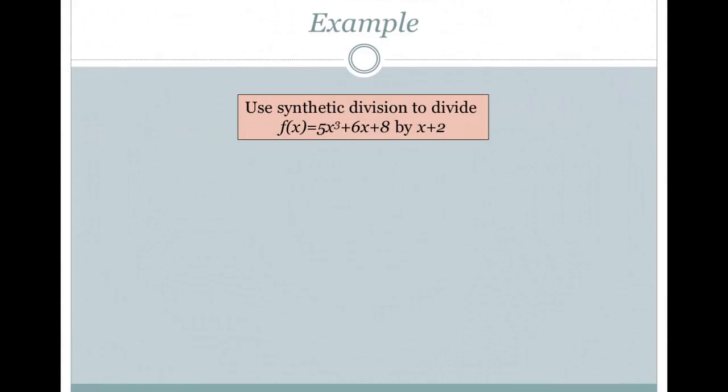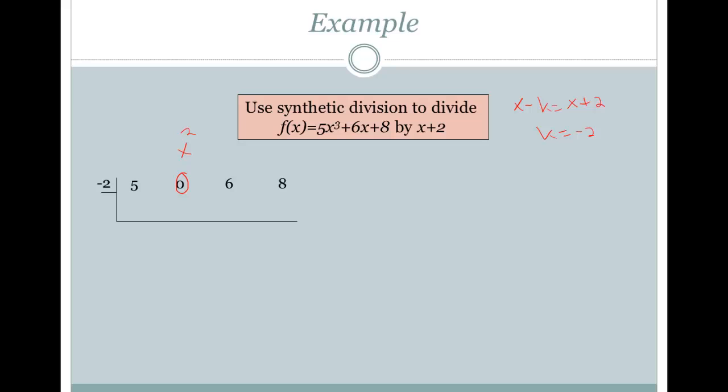Let's do another example. 5x cubed plus 6x plus 8 divided by x plus 2. Note here that I have a 0 right there, and that's because there's no x squared term. Okay, there's no x squared term, but I still need to put that 0 in there as a placeholder. Again, this is x minus k equals x plus 2, so k has to equal negative 2, and that's why that's negative right there.